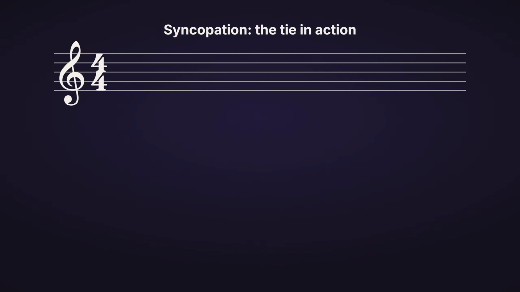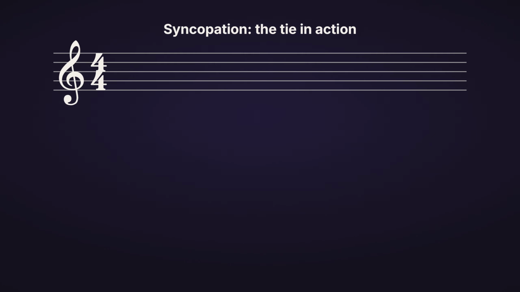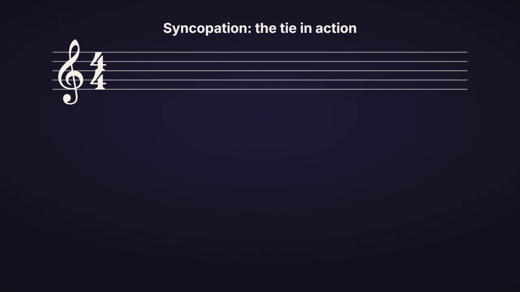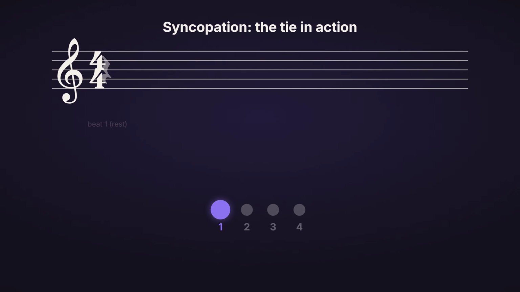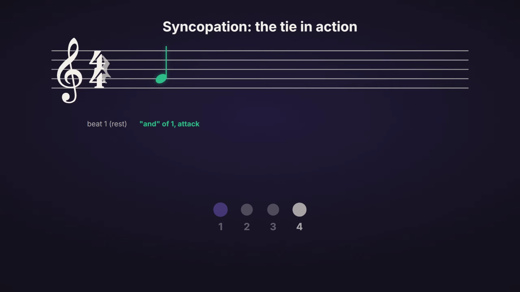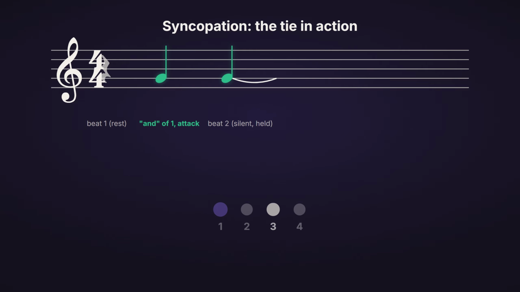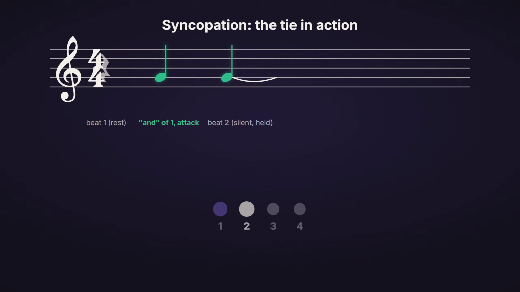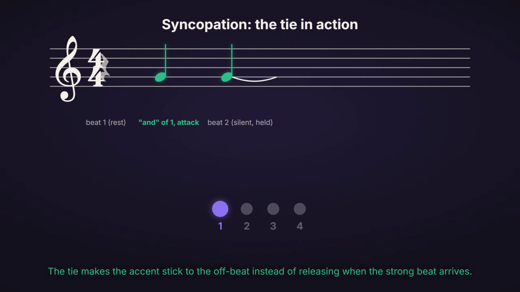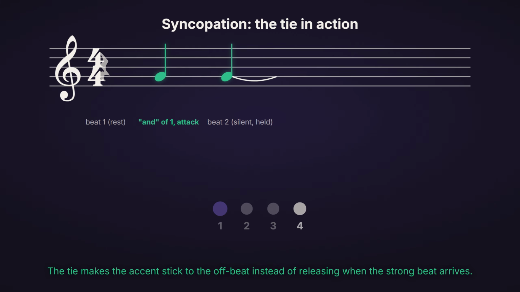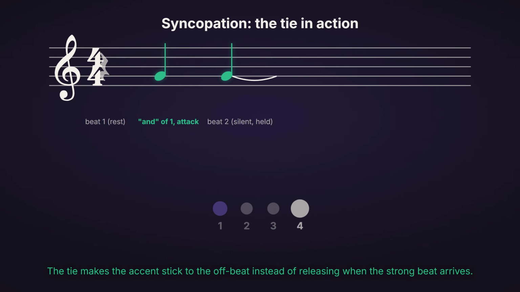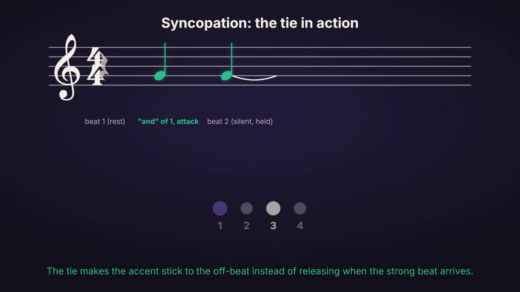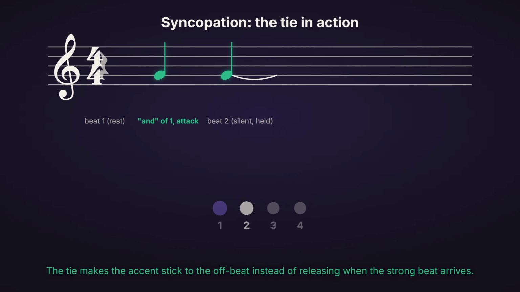Ties also create syncopation. A syncopated rhythm places an accent on a beat or part of a beat that is normally weak. The most direct way to write syncopation is to start a note on an offbeat and tie it over the following strong beat. Hear this: rest on beat 1, strike on the "an" of 1, then tie that note over beat 2. The sound starts where the ear does not expect it and continues past the point where a new attack would normally land. The tie is what makes the accent stick to the offbeat instead of releasing when the strong beat arrives. Syncopation is built into virtually every style of popular music, and the tied note is the notation behind it.